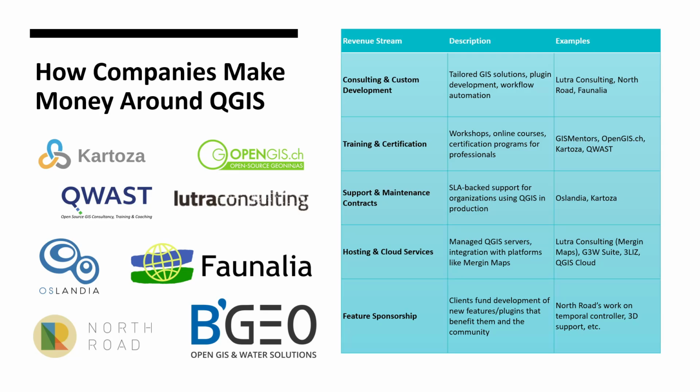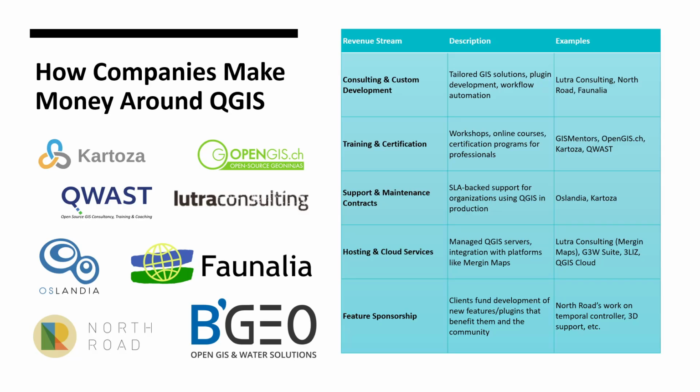Let's debunk further the myth that open source means no business. QGIS is surrounded by a vibrant ecosystem of companies that generate revenue while contributing to the project. I've just put some logos on the slides. There are many more companies around it, and the companies mentioned in the table are just examples and certainly not complete. So this is how they make money, through consulting and custom development, building plugins, automating workflows, and adapting QGIS to specific needs.